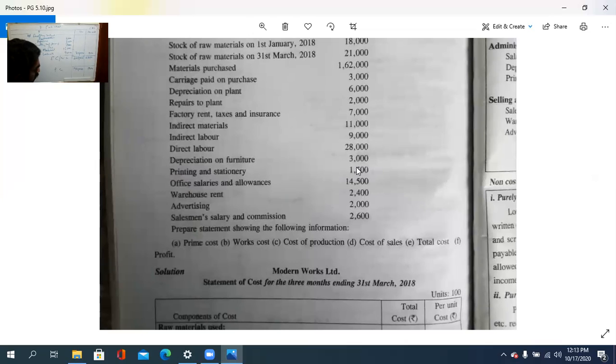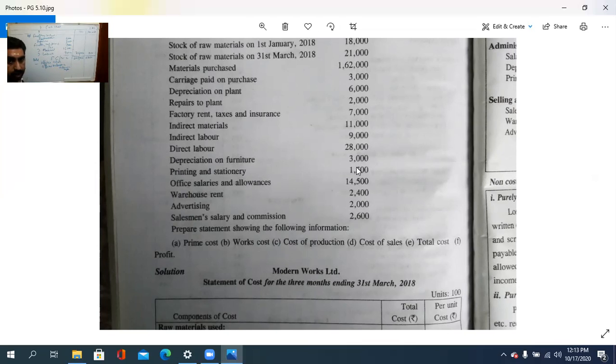Next is what? Office overhead needs to be added with this. So add office overhead or administration overhead. So what are the administration things? One is depreciation on furniture, furniture which is in the office. Printing and stationery, and office salaries and allowances. So office salary and allowances, how much is it? It is coming 14,500.